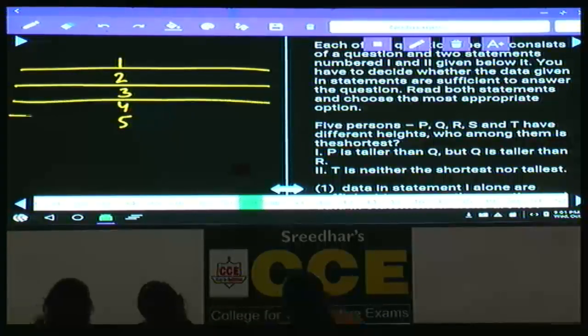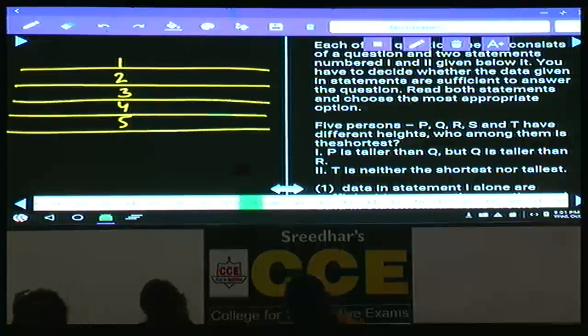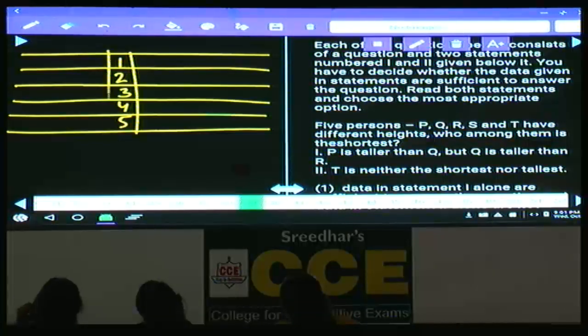In order to determine the person who is coming at the fifth position, tell me what information we need to have. Condition number 1: P is taller than Q, P is taller than Q but taller than R, and Q is taller than R.